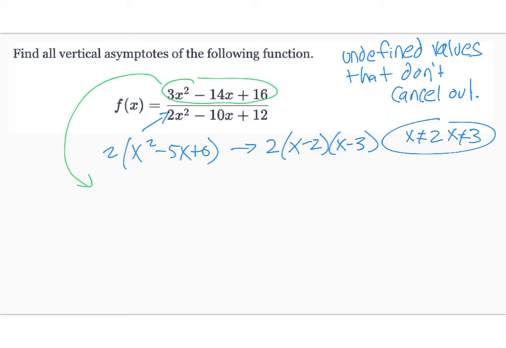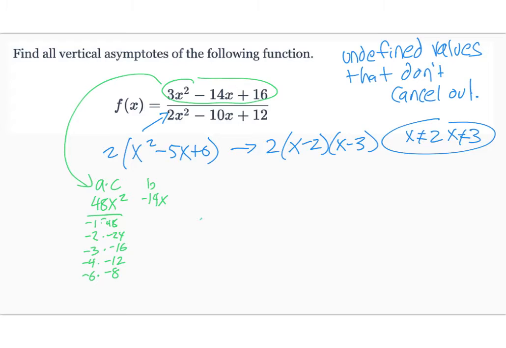So let's take a look at this. We've got a times c is 48x squared. B is going to be negative 14x. Things that multiply to 48x squared, well, I've got to have negatives. Negative 1 times negative 48 doesn't work. Negative 2 times negative 24, nope. Negative 3 times negative 16, now we're really close. Negative 4 times negative 12, no. Negative 5 doesn't work. Negative 6 times negative 8. Hey, that gets me to negative 14.